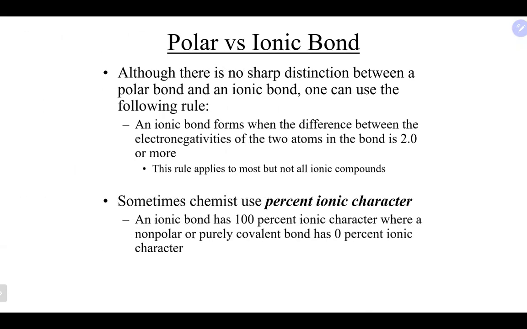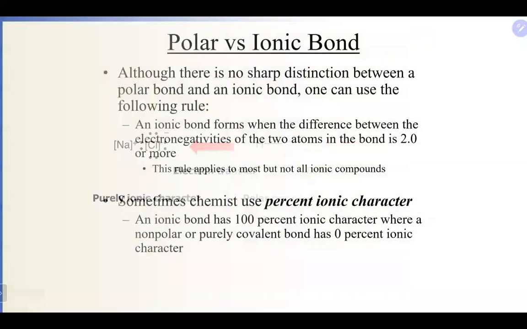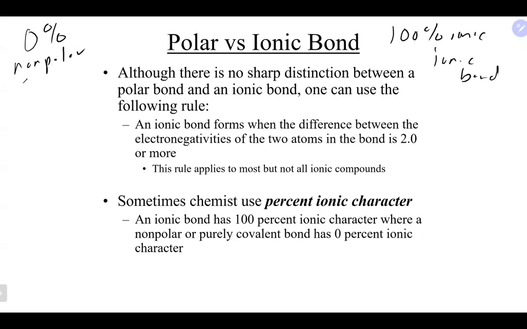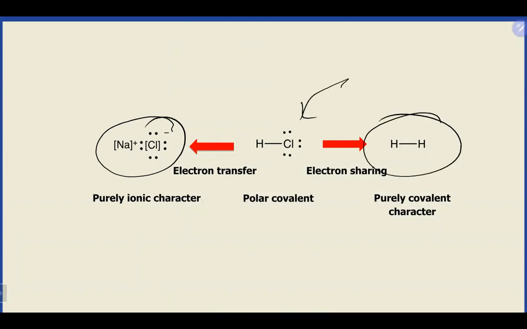Now, sometimes people will use this. I think there's a better table here. Sometimes people will talk about percent ionic character. If something is 100% ionic character, it is an ionic bond. And obviously, if it is 0%, it is a nonpolar covalent bond or a pure covalent bond. As we see here as well, purely ionic, 100% ionic, 0%, and then obviously something in the middle there percentage-wise.